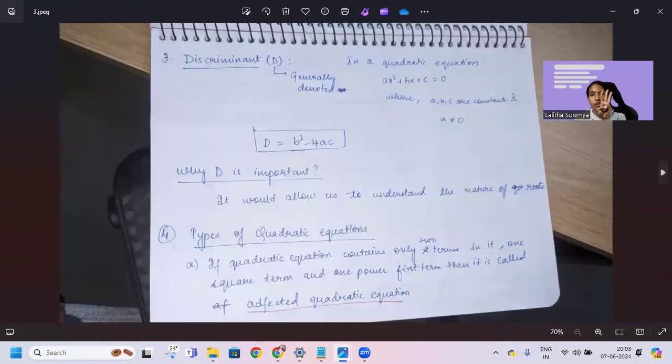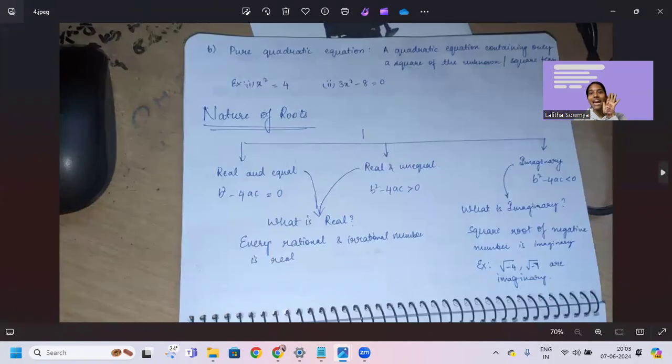Then we understood about the discriminant, then the types of it and how to calculate the nature of the roots. And the nature of the roots are classified into how many parts? 3 major parts. What are they? Good: real and equal, real and unequal, and imaginary. Perfect. Now theory is done. Let's get into calculations now.